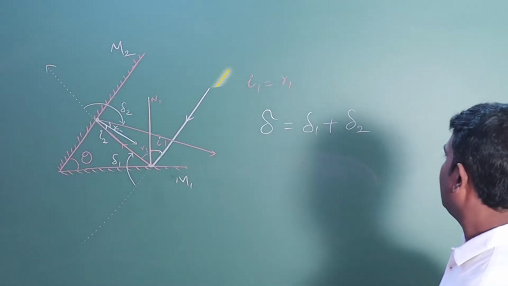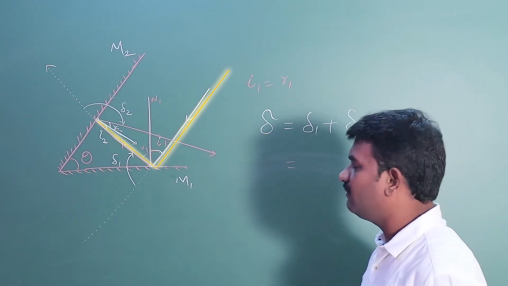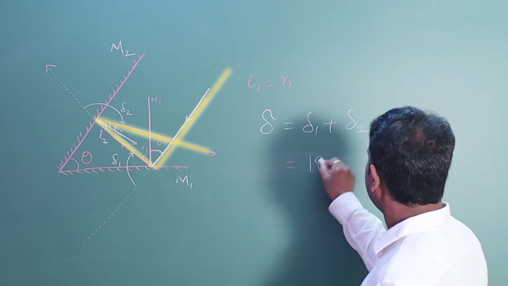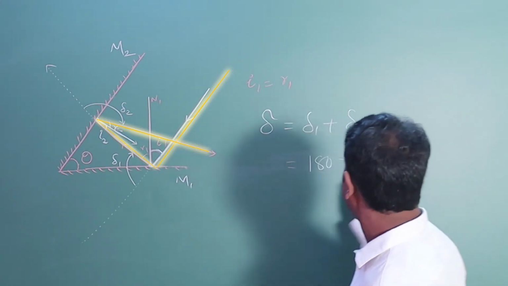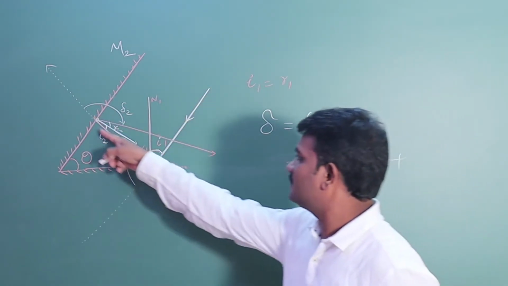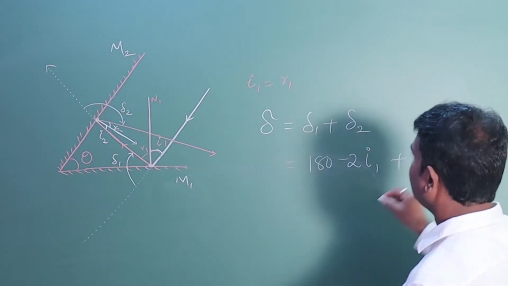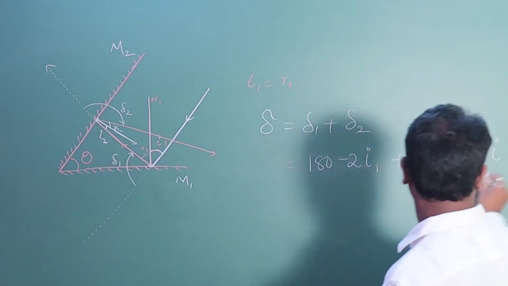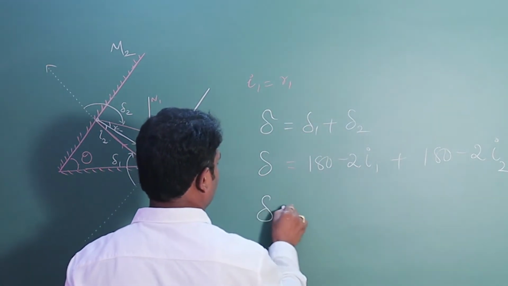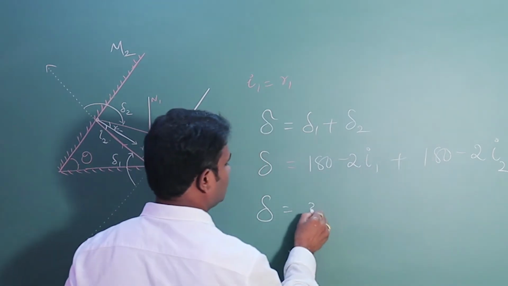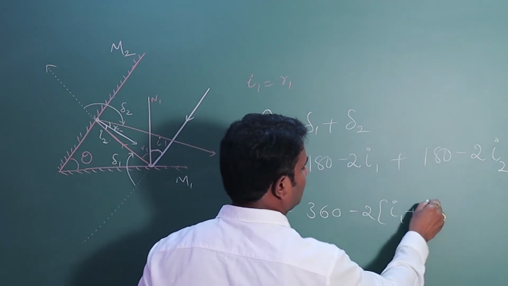Is it clear? Earlier we discussed the formula for delta 1. What was it? 180 minus 2i, where i is the angle of incidence, but here it means 2 I1. For delta 2 also the same formula, 180 minus 2i, and here the angle of incidence is I2, so I have to write I2. So delta can be written as 180 plus 180, that is 360, minus 2 times (I1 plus I2).